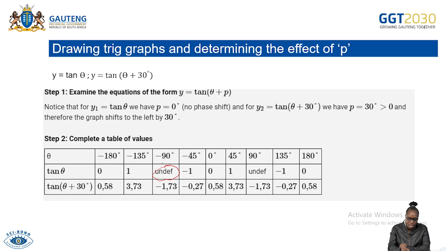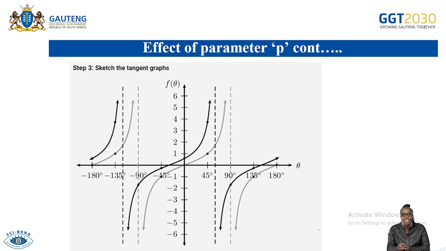You can see that I am having the undefined at negative 90 and at 90, which means my period, my full cycle, my full shape of the graph will be shown between negative 90 and 90. So I will be having a full period of my graph. And if you look from negative 90 up to 90, that is an interval of 180. So the tan graph is giving you a full period at 180, unlike the cos and the sine, where you are having a full period at 360.